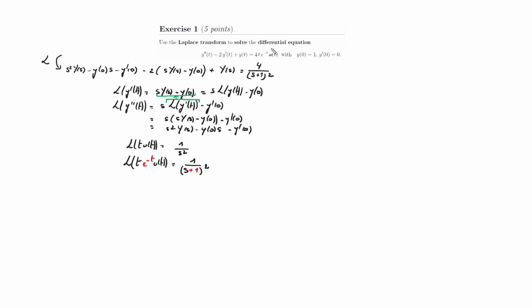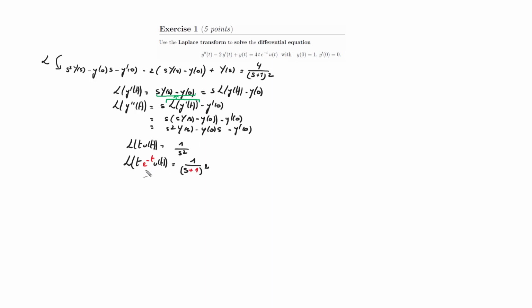You also need the Laplace transform of this signal over here. Well, you know that the Laplace transform of a ramp signal is 1 over s squared. So what we have here is the same, but we have this damping over here because of the function exponential of minus t.